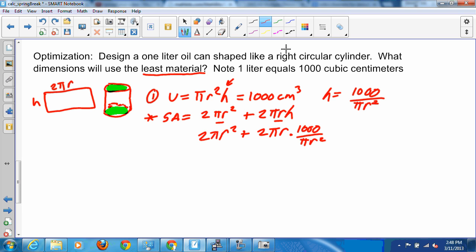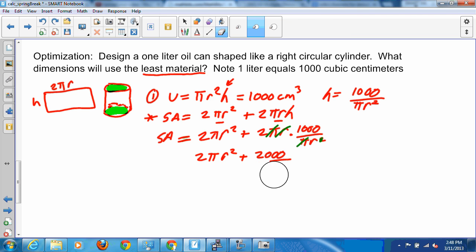Alright, so you can simplify this by dividing out a pi, and this radius takes this down to r to the first power. So our surface area is equal to 2 pi r squared plus 2,000 over r. Well, maybe it's easier if we write it as r to the negative 1.